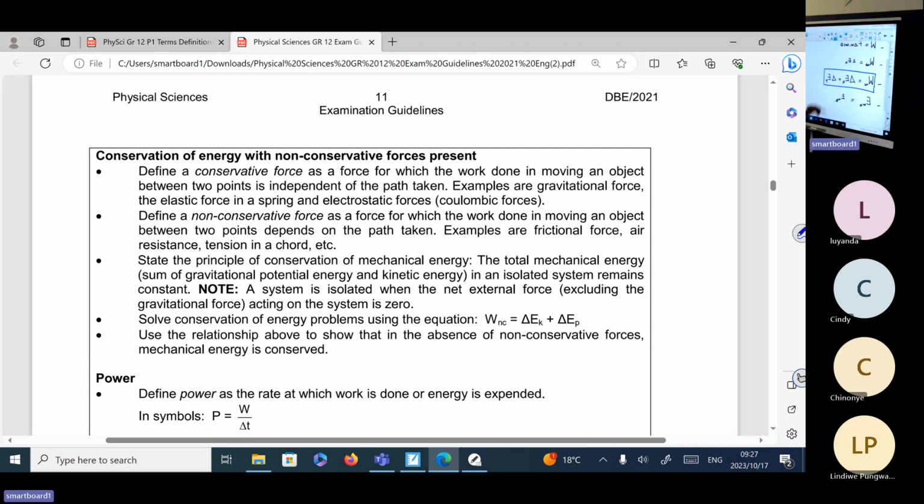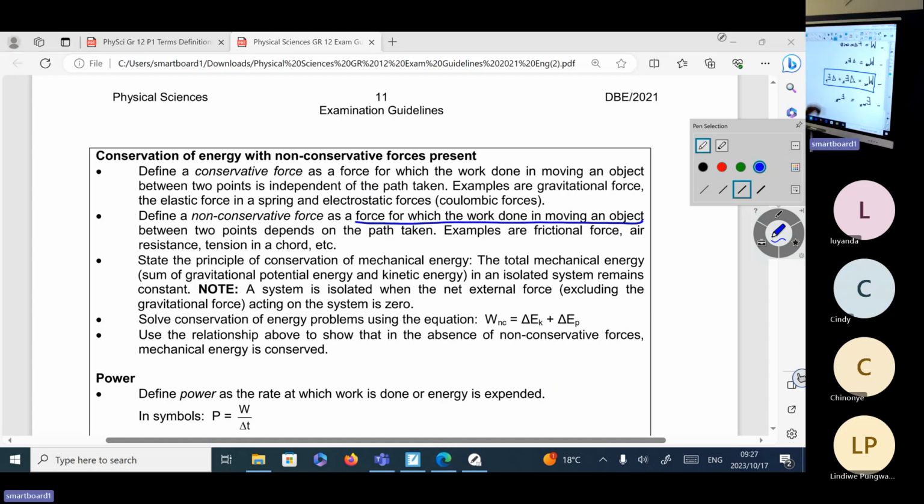So that is what we're going to be looking at. You're not going to be applying any other definitions, but the one that is stipulated here. It's a force for which the work done in moving the object between the 2 points depends on the path taken by the object.